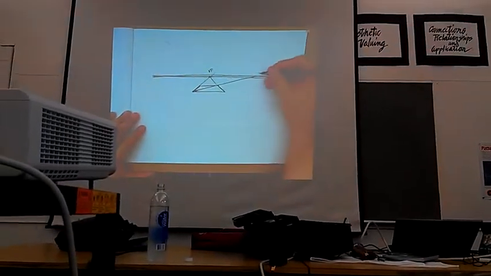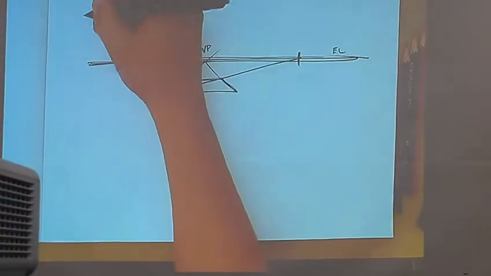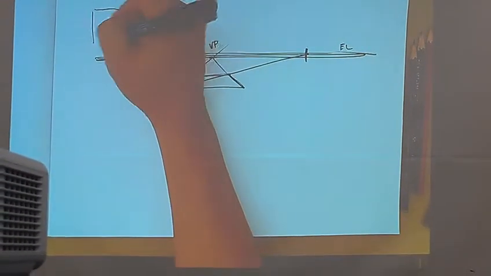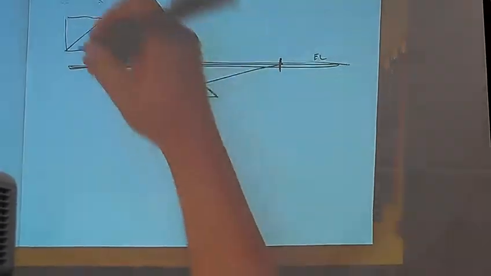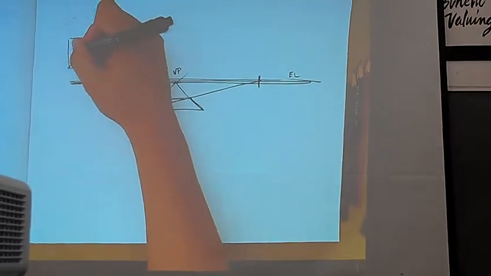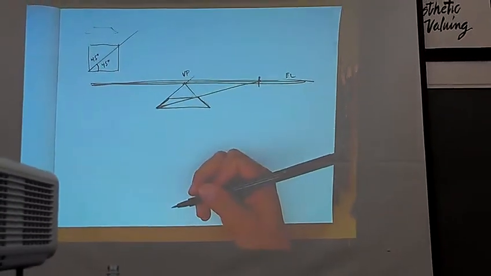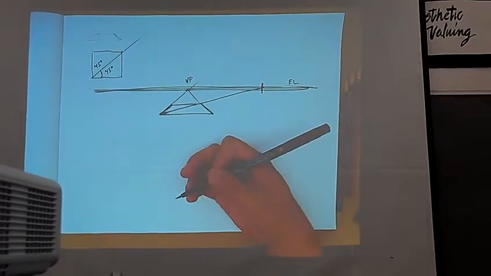Let's operate with the idea that this is a square. If it is a square, and I draw corner to corner like that, okay, what do I know? I know that these angles both have to be 45 degrees, because it's a square. All right?